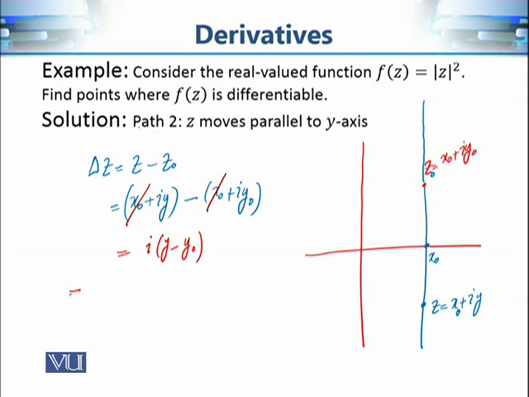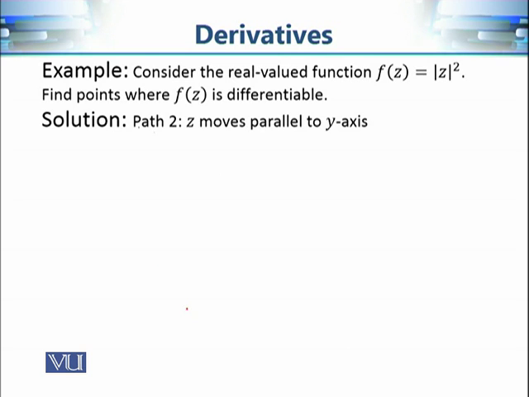And in this case, the following observation is going to help us. If delta z is pure imaginary, then its conjugate is going to be equal to minus delta z. Now this observation is going to help us in calculating the limit when we are moving along the path parallel to the y-axis. Now let's see how to calculate this limit in this case.